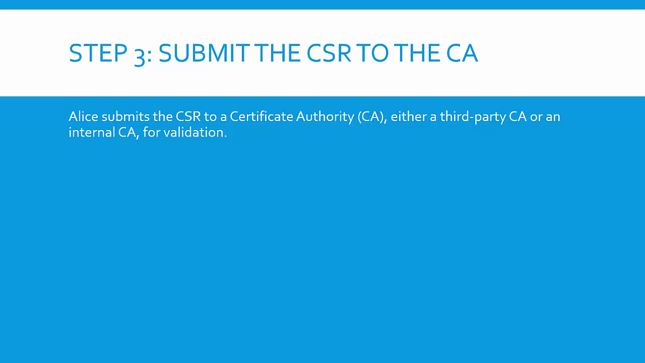Once the CSR is ready, Alice submits it to a certificate authority, or CA. This could be a third-party CA trusted worldwide, or an internal CA managed by an organization for their internal use. The CA is responsible for validating the CSR.